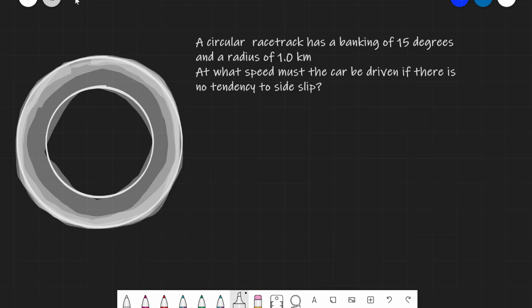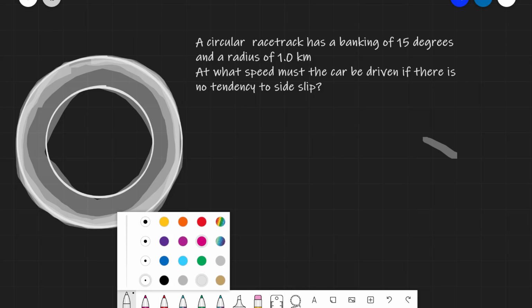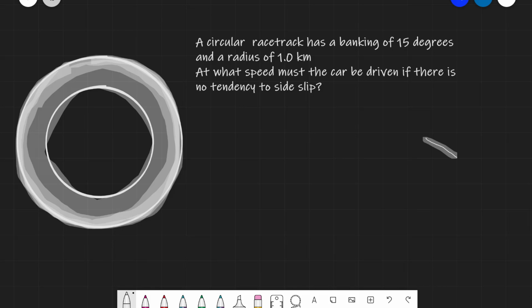By side slipping, what I mean is that if we imagine the banking to be across here, we don't want any lateral movement within the car. So this over here is the banking along the racetrack, and this here is our car, and you don't want the car to be moving along the banking.